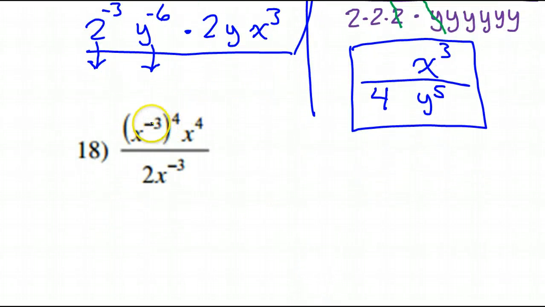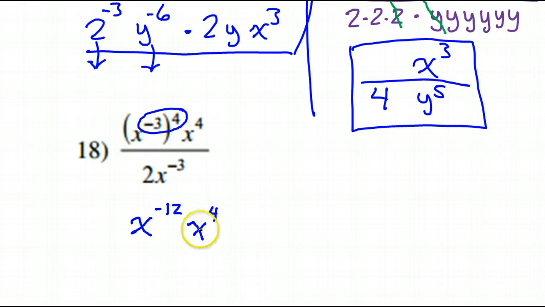Well, first I have to deal with this power raised to a power before I do anything else. So that's going to be negative 12. So I'm just going to recopy that. I have x to the negative 12th power, and then I have x to the 4th power, and I have 2x to the negative 3rd power. All I did was multiply these together.